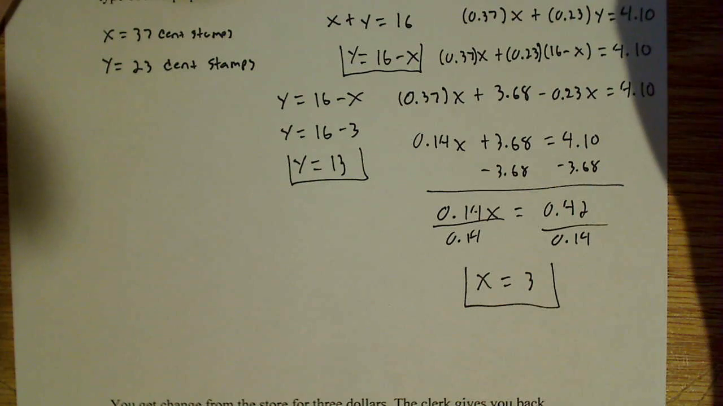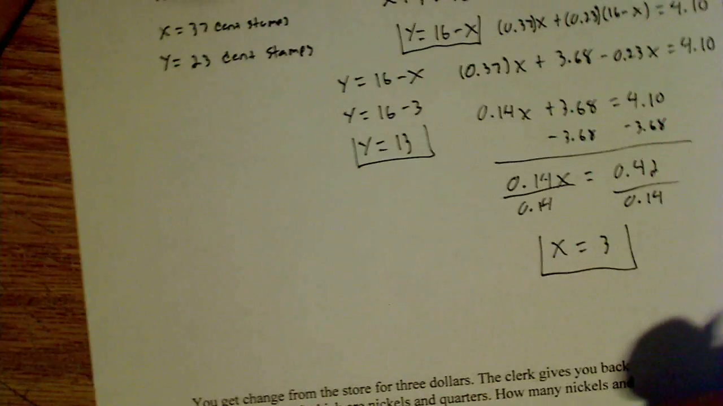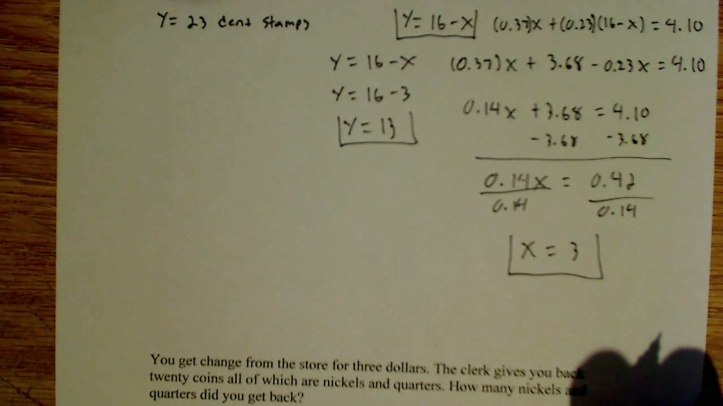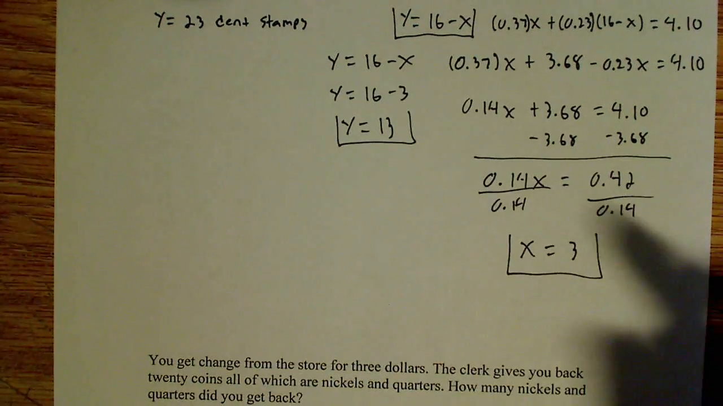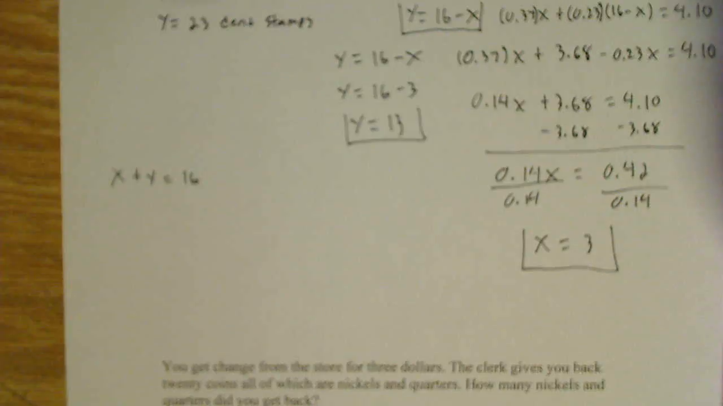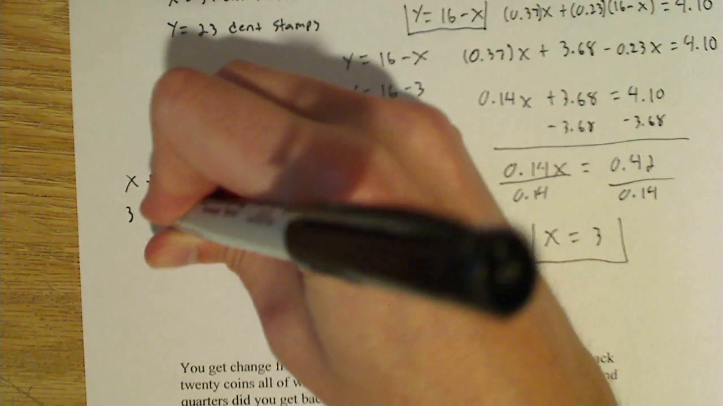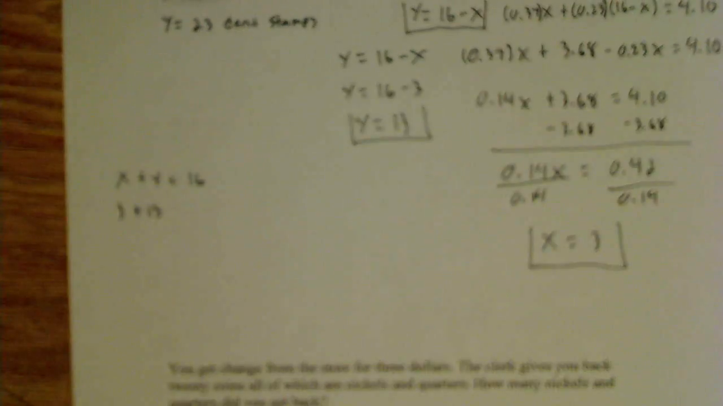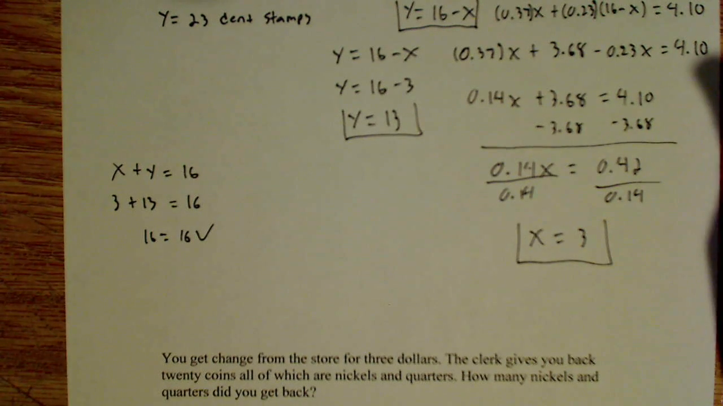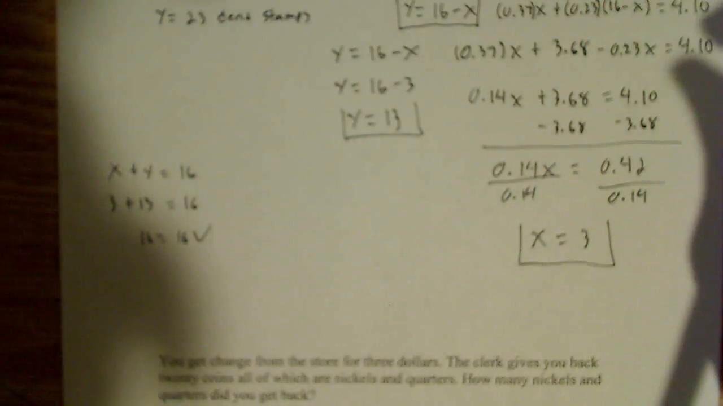Okay? Now, again, we should check our work and make sure this all makes sense here. And to do that, I can check it first by doing this. x plus y is equal to 16. I know I have a total of 16 stamps that I bought. So if I add 3 plus 13, plugging in my numbers I got for both x and y, does that equal 16? So yes, 16 is equal to 16. Check. Okay? So that's good.